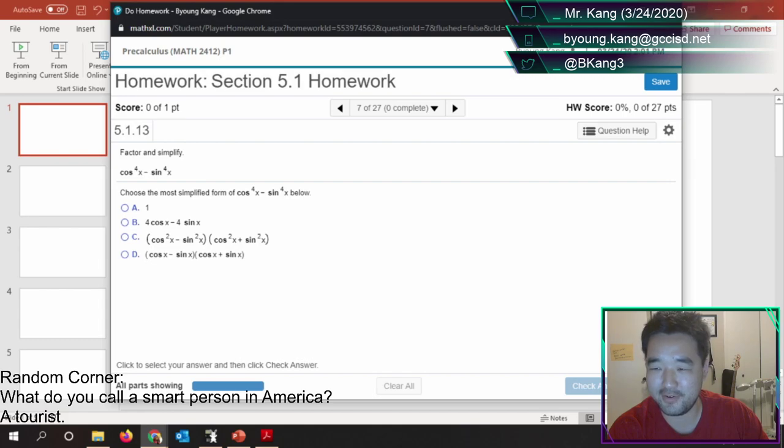The random corner. Get it? A tourist wouldn't be from America. It's just a dumb America joke.